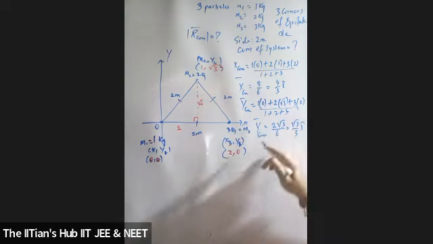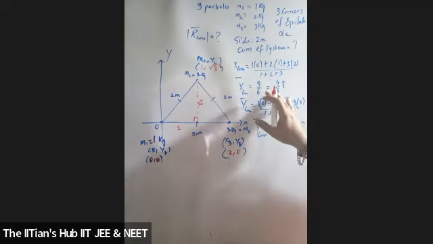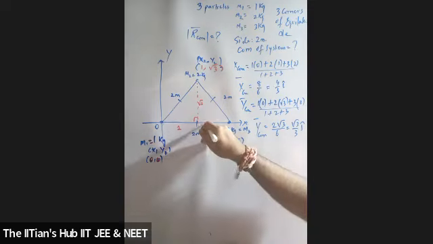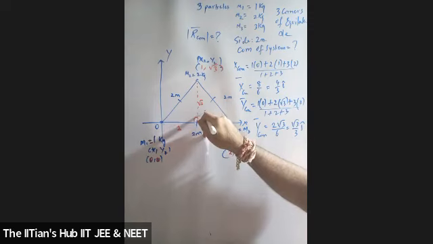So students, now if I happen to go for the coordinates of X_CM and Y_CM, they are 4 by 3 and root 3 by 3. Agreed? If I consider the center of mass of the system, 4 by 3 means it's 1 point something over here, and this is root 3 by 3. That means I'm having my X_CM and Y_CM.